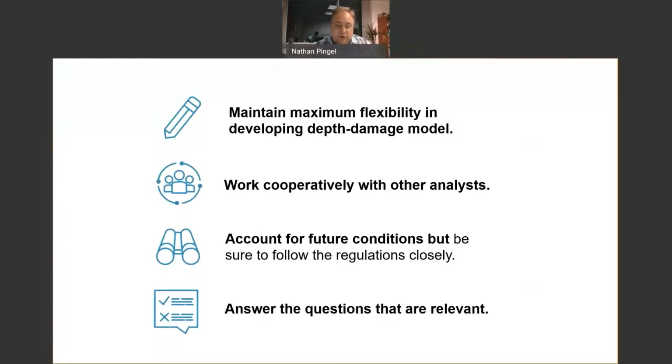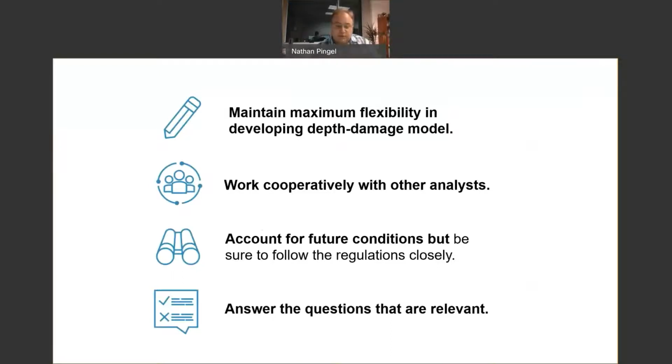I think it's important also to work cooperatively with other analyses. Flood risk analysis really is the culmination of all the hydrology, hydraulic, geotechnical, and economic work coming together. And so you want to make sure that things are done in a consistent way, so you can be consistent and you don't have to redo analyses. So again, work cooperatively and make sure that we're looking at common assumptions throughout the process.